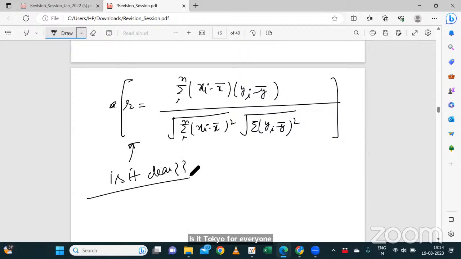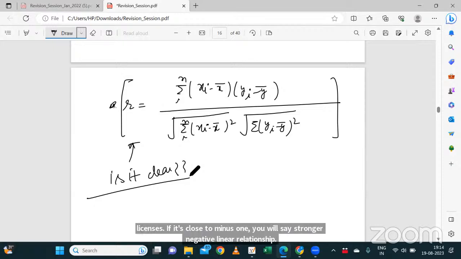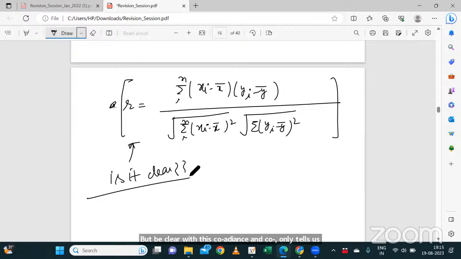Yes, sir. So these things can take values in negative, in positive also, but as it is close to 1, you can say strong and positive linear relationship. If it's close to 0, you will say absence of linear relationship. If it's close to -1, you will say strong and negative linear relationship. But be clear with this, covariance and correlation only tell us the linear association between two variables. Is this clear for everyone?